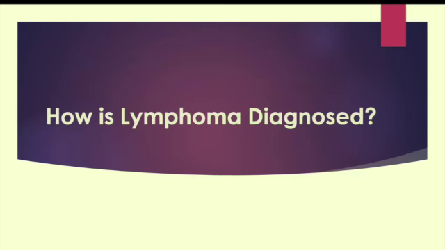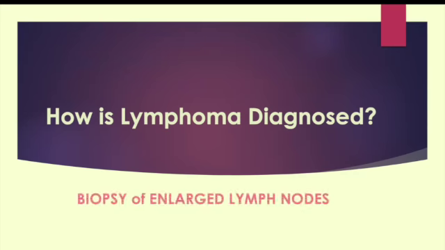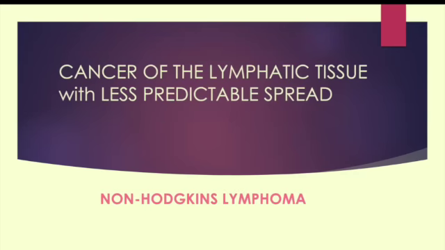How is a lymphoma diagnosed? Biopsy. Cancer of the lymphatic tissue with less predictable spread. This would be your non-Hodgkin's. So again, this is the less predictable spread, whereas with Hodgkin's there's a predictable pattern of which lymph node.